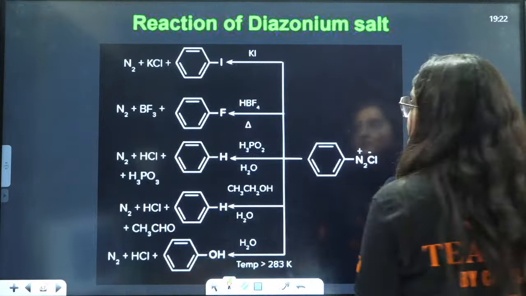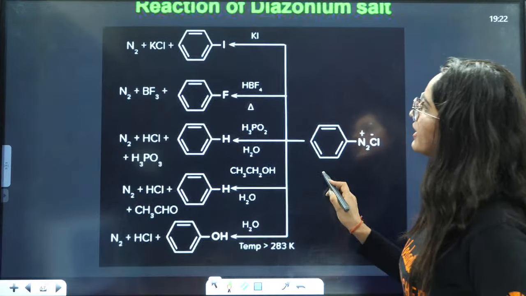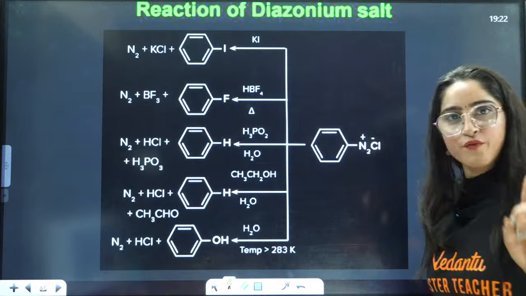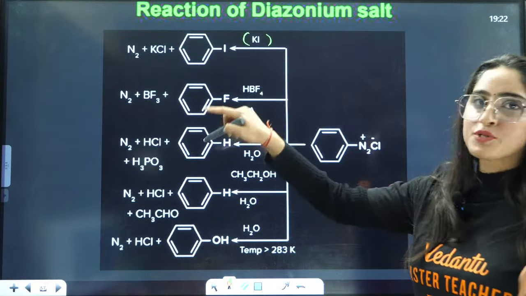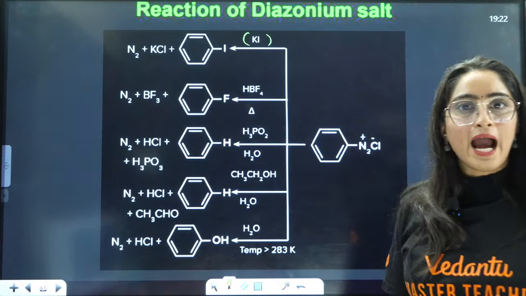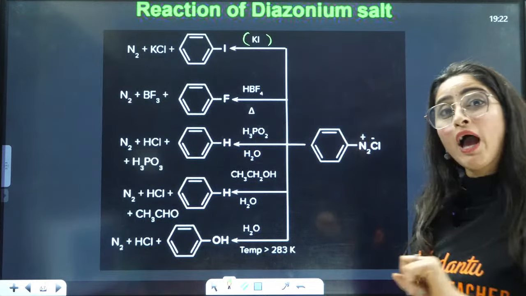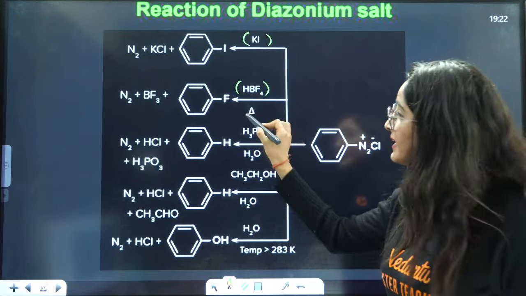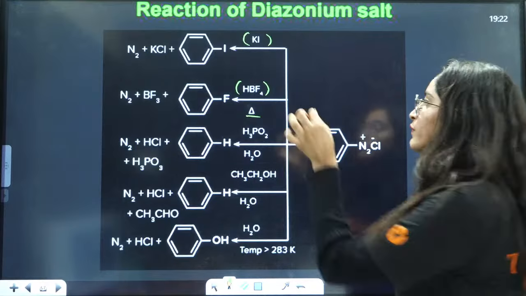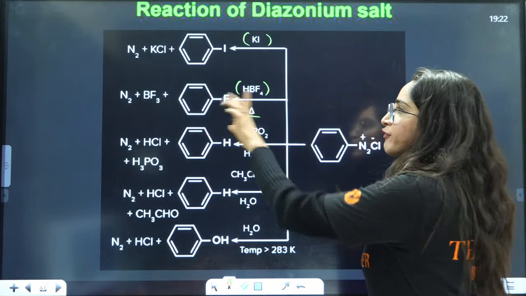Now next is the reaction of other reagents. Now these reactions are also very important. Diazonium salt with KI, you will substitute N2Cl with iodine. If you want to have fluorine here, then you will add HBF4 and heat it. Very important. You will add HBF4 and heat it, you will get fluorine here.